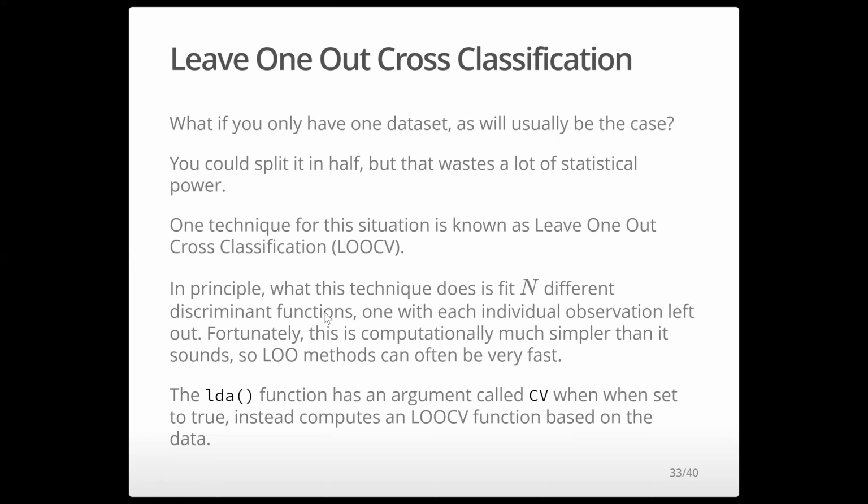The idea behind leave one out cross-validation is you go one at a time, eliminating one data point, fitting the model on the other n-1 data points, and then predicting that last data point, and seeing how well each data point is predicted based on the function from the other n-1 data points. The LDA function has a built-in argument for this called CV. When you set CV equals true, it does something a little bit different. Instead of doing the discriminant function, it does the leave one out cross-validation.